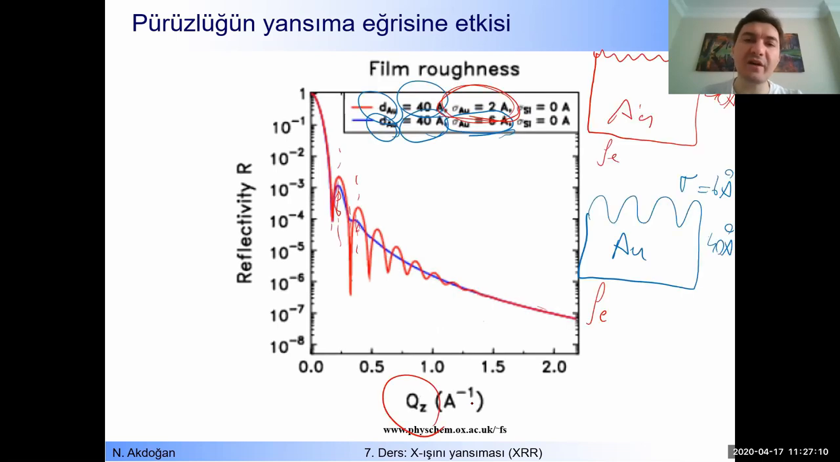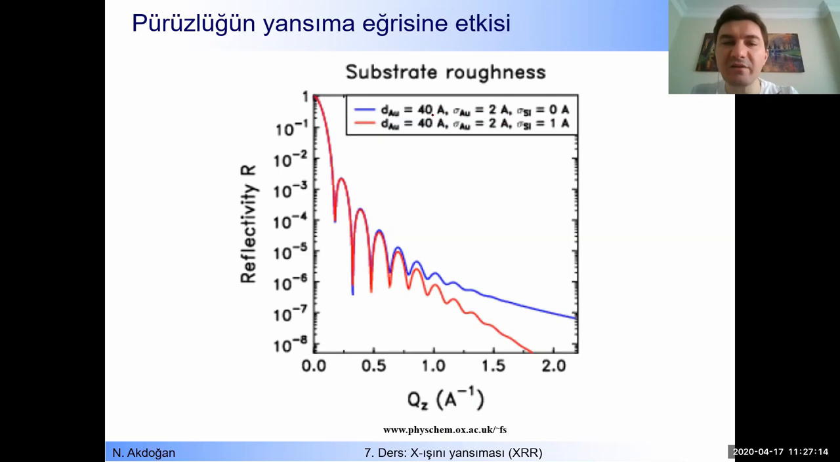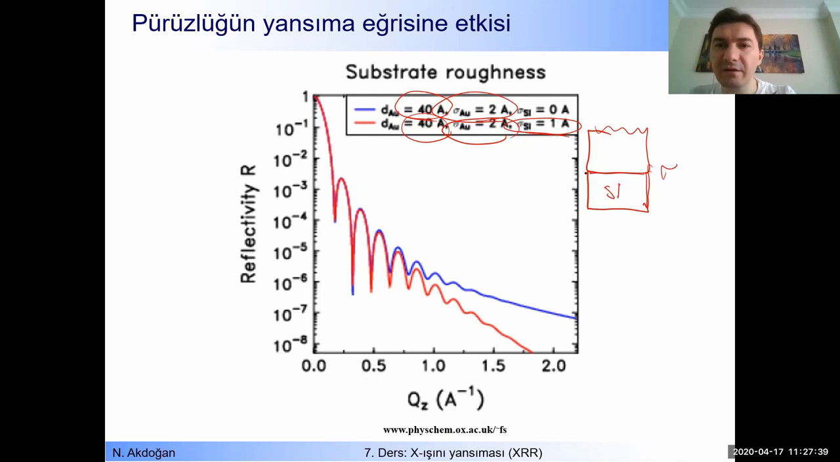So what about the effect of the substrate roughness? Again, here we have two gold films. They have the same thickness and the same roughness, but the substrate roughness is different for each material. Let me draw. Here I have a gold film grown on a silicon substrate, and for the upper case, at the interface, there is no roughness. And for the lower case, the same gold material with the same thickness, grown on the same silicon substrate, but here we have a silicon roughness of 1 angstrom.